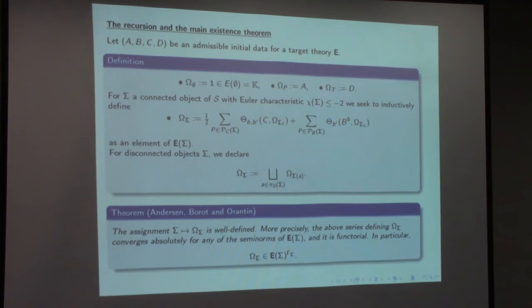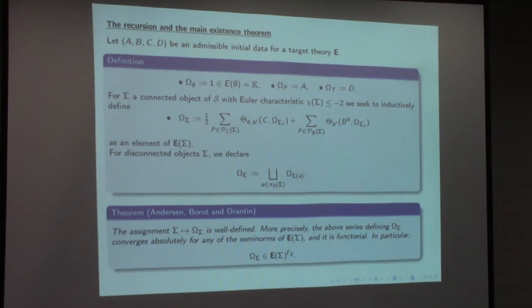So the recursion runs the following way. You start with initial data and a target theory, and then you assign to the empty surface one inside the vector space of the empty surface, which is the field that you're working over. For a pair of pants, you assign A. For a one-holed torus, you assign D. And then for all connected surfaces of Euler characteristic less than minus 2, you run this recursion. And now you see all of a sudden a half. The half is again due to Bertrand, so line up with him later on. For me, there is no reason why this half could be there. If you like, there are two cases of this type. But anyway, for disconnected surfaces, you use the disconnected morphism to define it just on each piece. I would also prefer not to have this one half, but I wanted to align with each other.